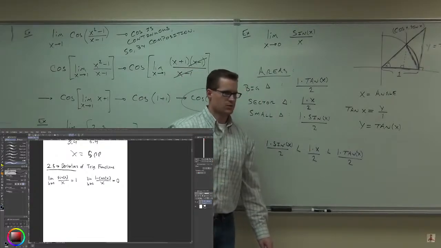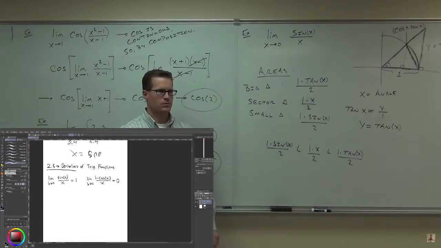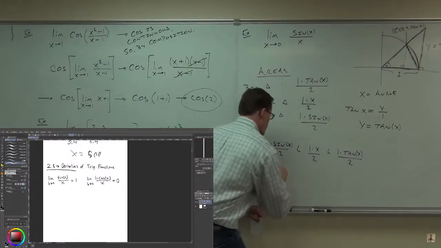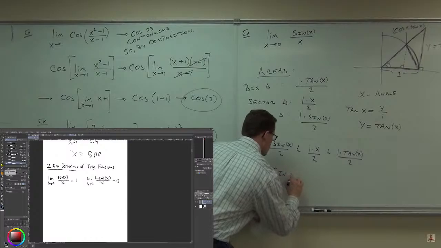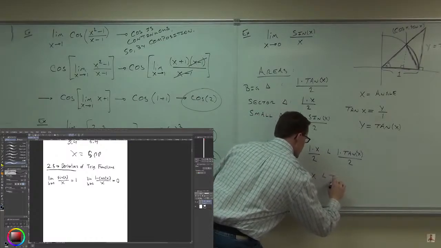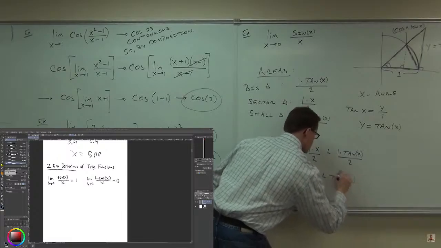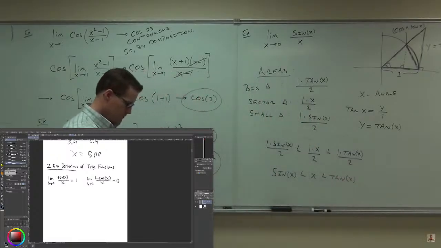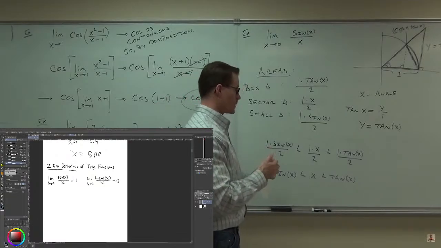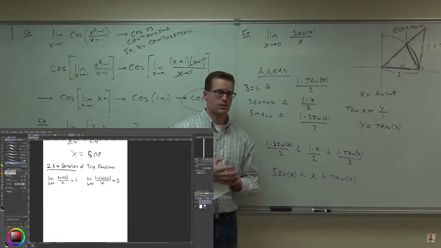What can I do to the 2's? If I multiply all those inequalities by 2, which is legal, what happens to the 2's? The 2's are gone. So what I'm going to do is change this into sine x is less than x is less than tan x. Some basic algebra. You okay with that so far?